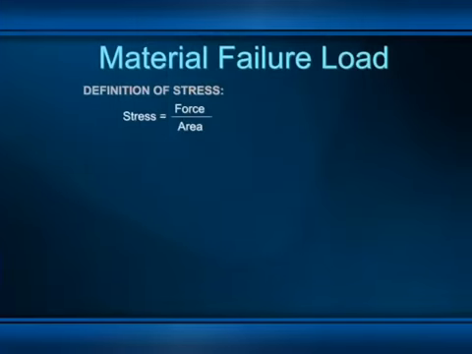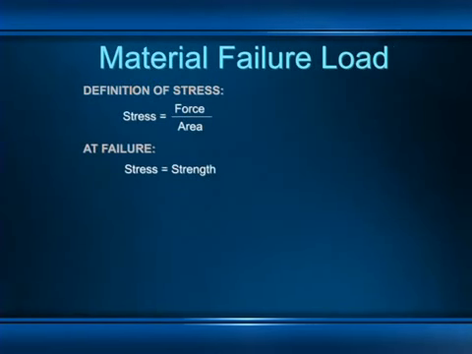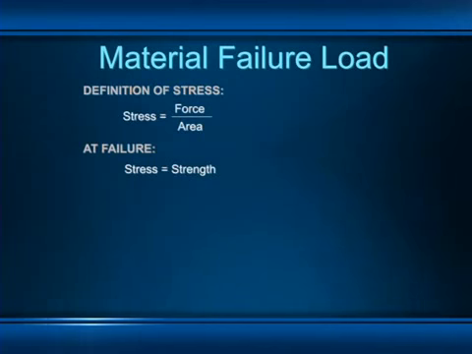For any column, we always must consider 2 different possible failure modes, buckling and material failure. Thus far in our series of comparisons, we've only been considering buckling. Now we have to talk about material failure, and this is how we determine the material failure load. We start with our basic definition of stress, force divided by area. At failure, we know that strength is exactly equal to the stress. That's what material failure is defined as.